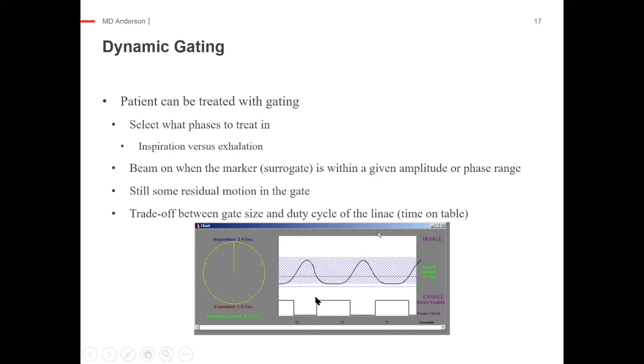So these squares at the bottom are where the beam is on, and where it's at the bottom, it's off, that's a beam hold. When the patient is breathing in, the beam holds. When they're breathing out, the beam is on. It's more stable, there's less motion at exhalation, which is why it's typically selected. But there still is some residual motion in the gate. And there is a trade-off between that gate size and the duty cycle of the LINAC, or the time on the table.